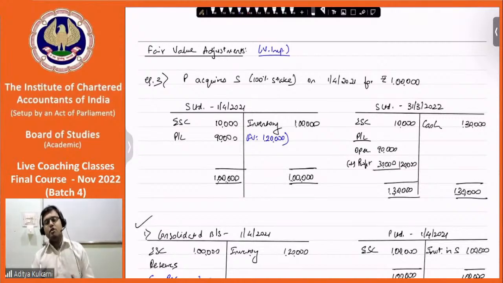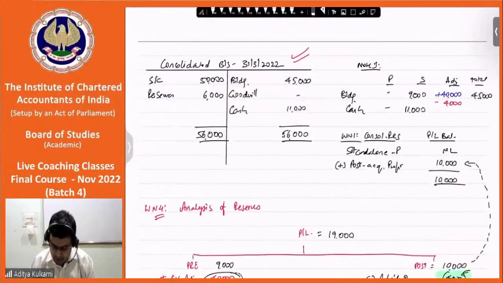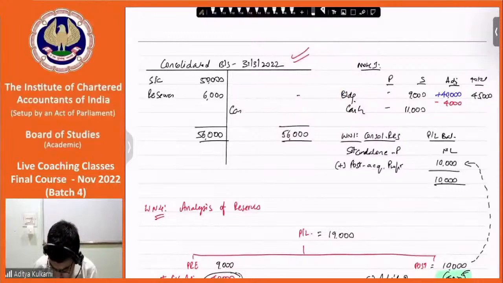As a consequence of this inventory getting sold, what are the two things which are happening? I am getting cash in its place worth 1,30,000. And this is giving rise to a profit of 30,000 in the standalone books of S Limited. Is it clear? Yes. So when I proceed to prepare the consolidated balance sheet as at 31st March 2022, the picture is going to look something like this.